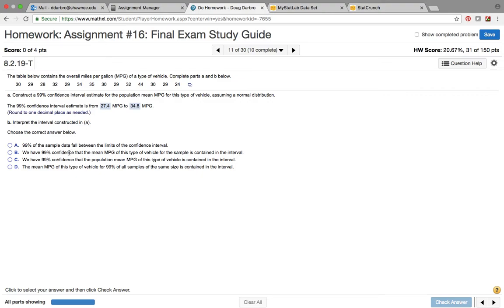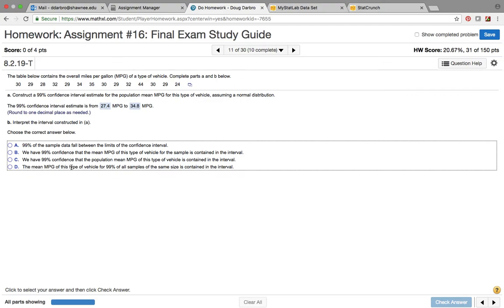B is also wrong because it references the mean of the sample. Well, guys, we know the mean of the sample is contained in this interval because the mean of the sample was used to construct the interval. Because remember, you take the sample mean and then you add the margin of error and subtract the margin of error to get the 27.4 and the 34.8. So B doesn't make any sense either.